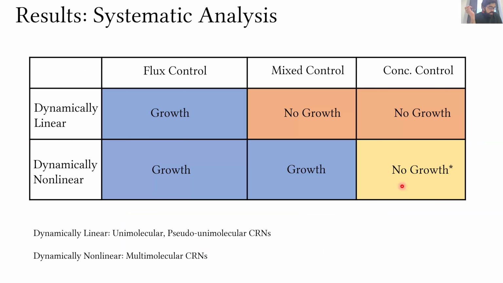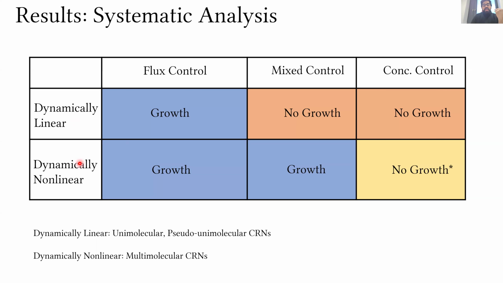Okay, with this, I go to my results. We systematically analyzed different classes of chemical reaction networks. And there was one class which we could treat analytically, and those we call dynamically linear. As an example, it's unimolecular and pseudo-unimolecular chemical reaction networks.